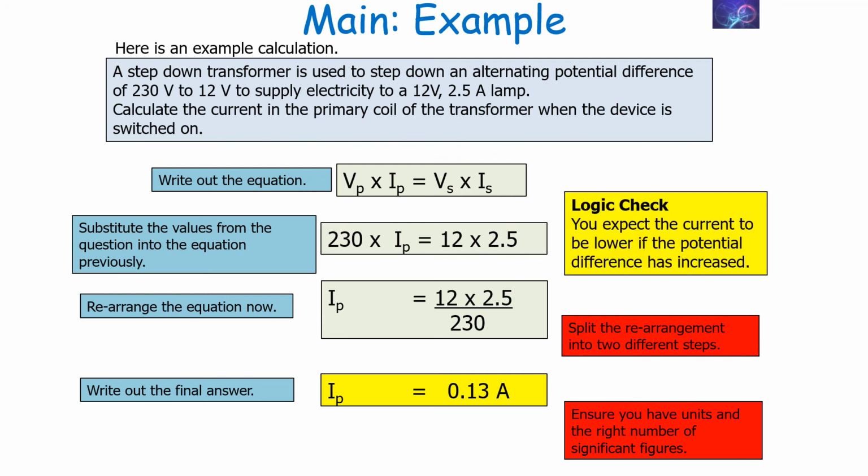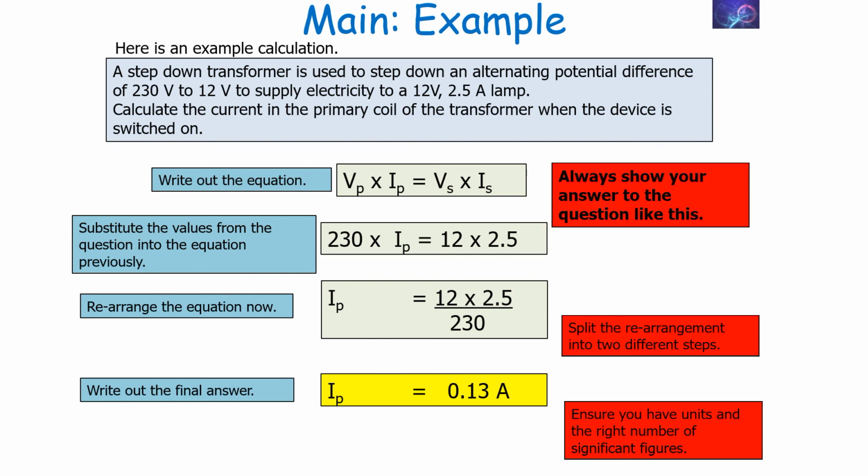Now again, do a quick logic check. You'd expect the current to be lower in the primary coil because the potential difference has increased in the primary coil compared to the secondary. So when one goes up, the other goes down. So if the potential difference is larger in the primary, the current is going to be smaller. Now always show your answer to a question like this with equation, substitution, rearrangement and answer.